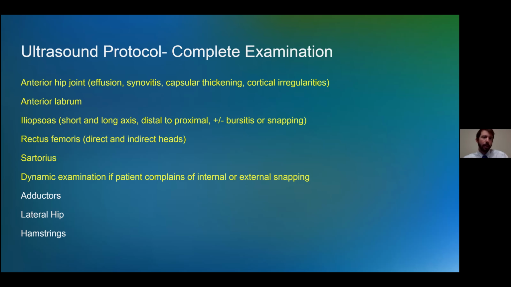We're going to evaluate the anterior labrum to a limited extent, the iliopsoas tendon in short and long axis, distal to proximal. And then we're also going to examine for any evidence of bursitis or fluid collection, and also evaluate for any dynamic snapping if the patient is complaining of this, which our patient was. The rectus femoris, direct and indirect heads, our sartorius muscle and its attachment, and then our dynamic examination, like we mentioned, if they are complaining of those symptoms of internal, external snapping.